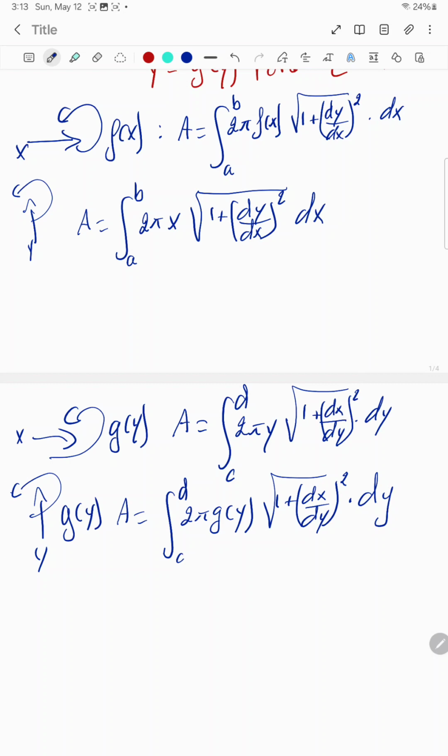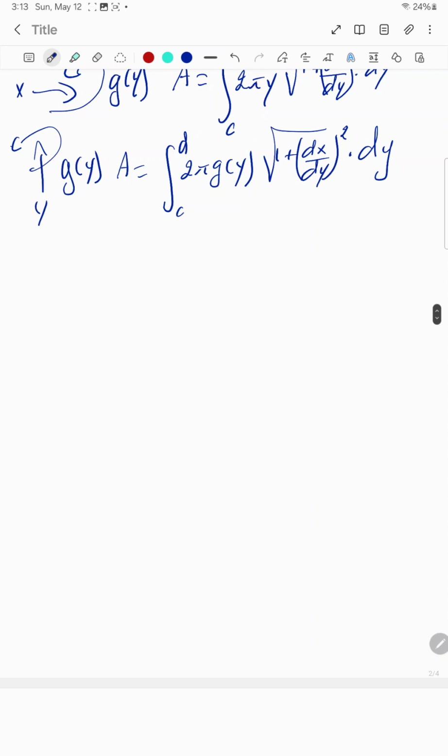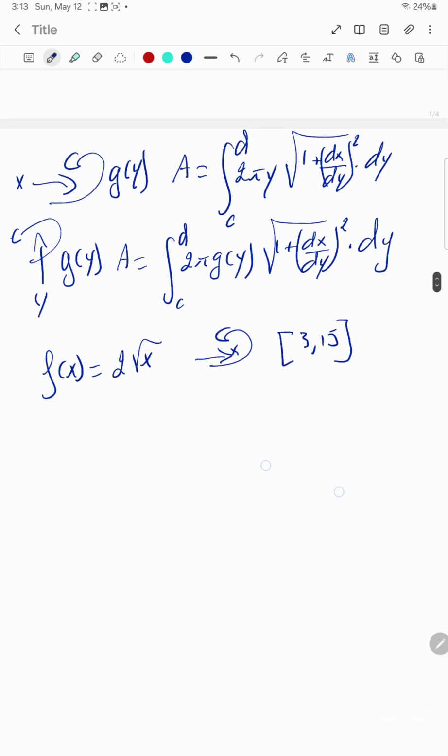You will understand better if we do an exercise. So these are the formulas. Let's do an exercise here. I will take a function, f of x is equal to 2 square root of x, and I want to spin it around the x-axis. I want to study the area between 3 and 5.